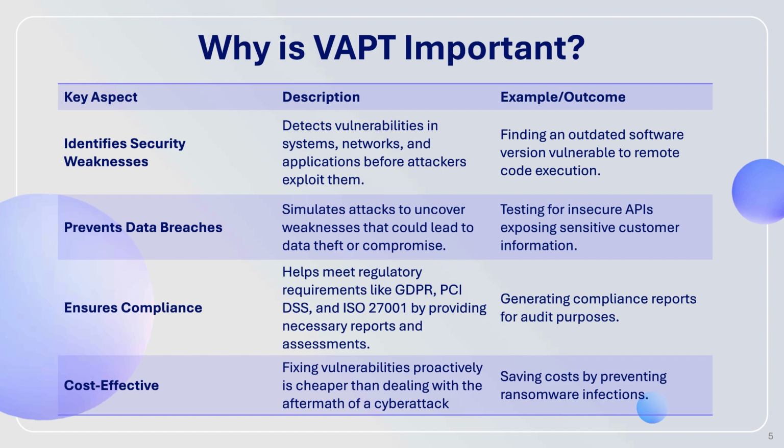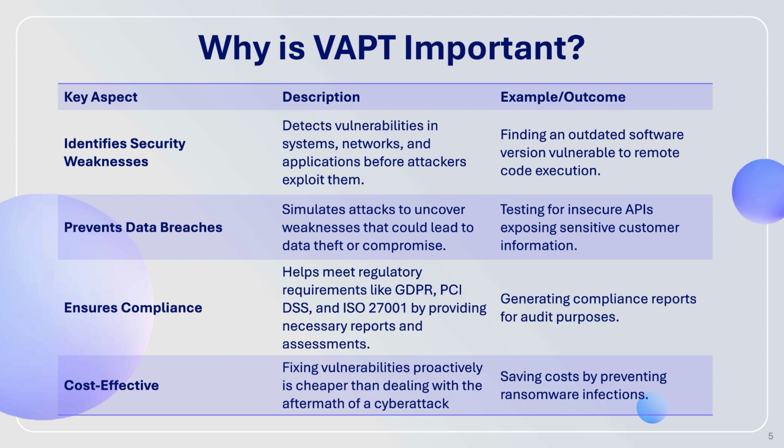Now, let's talk about why VAPT is important. It is crucial for organizations to identify, understand, and mitigate security risks in their IT infrastructure. Here's why it plays a vital role. Number one, it identifies security weaknesses. Here, the objective is to find vulnerabilities in systems, networks, and applications. The reason is proactively identifying weaknesses allows organizations to fix them before attackers exploit them. And the example for this is discovering and patching an outdated software version vulnerable to remote code execution.